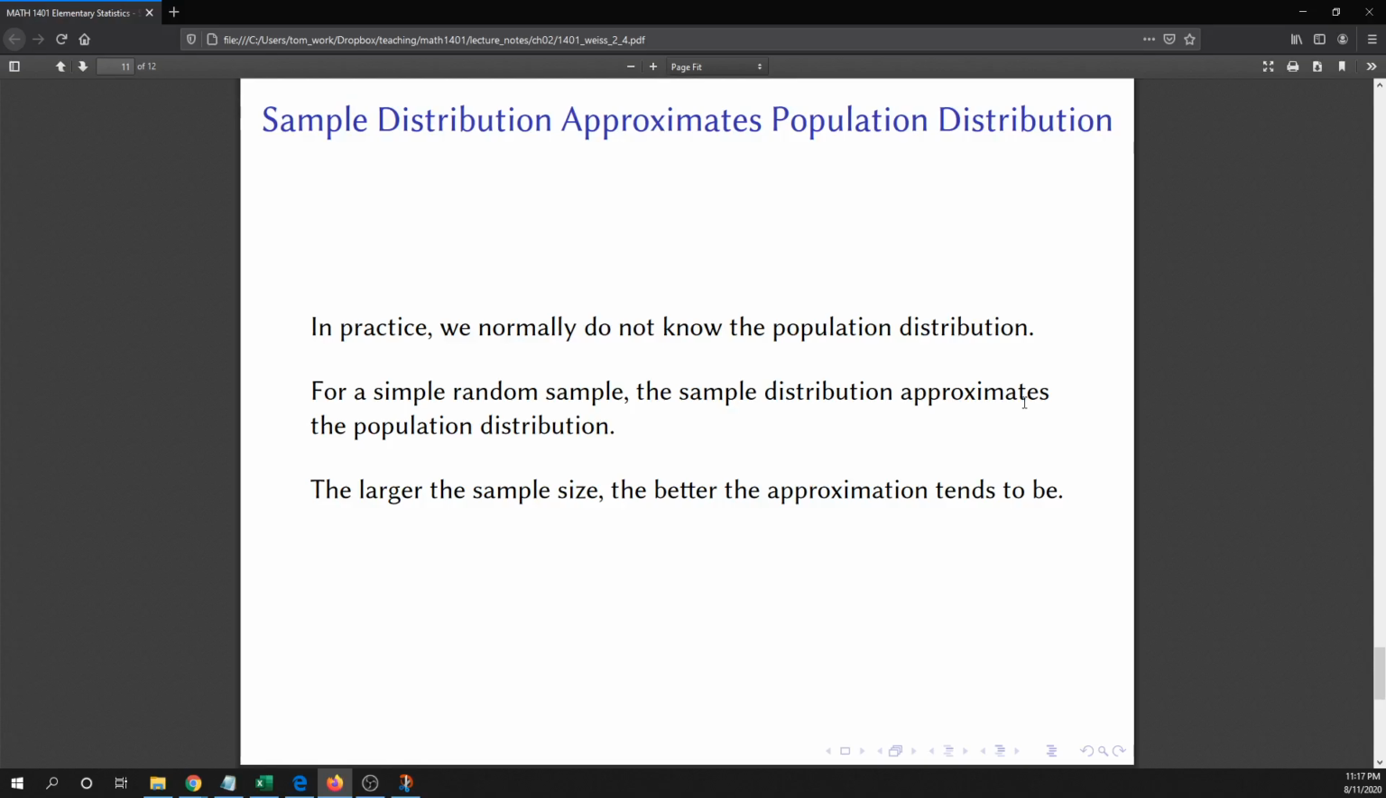So one of the things that we'll do is look at what size our sample needs to be in order to get the kind of results that we want later on. Okay. All right.